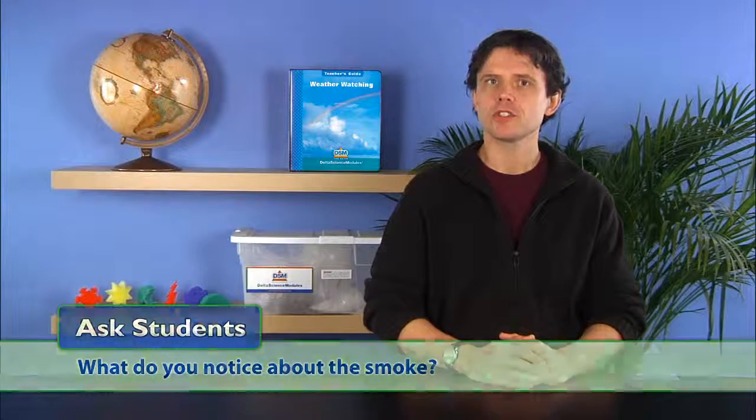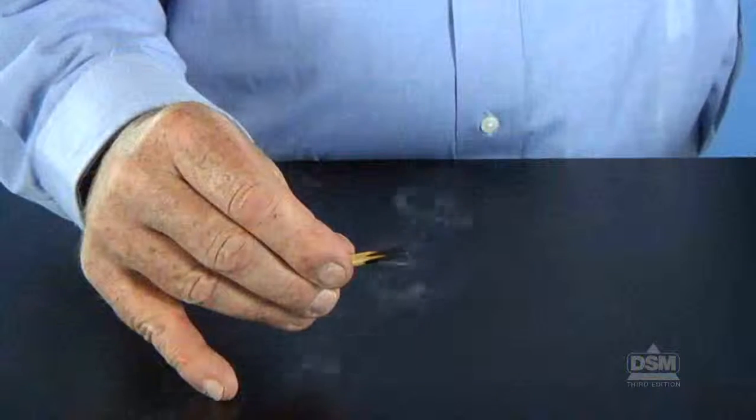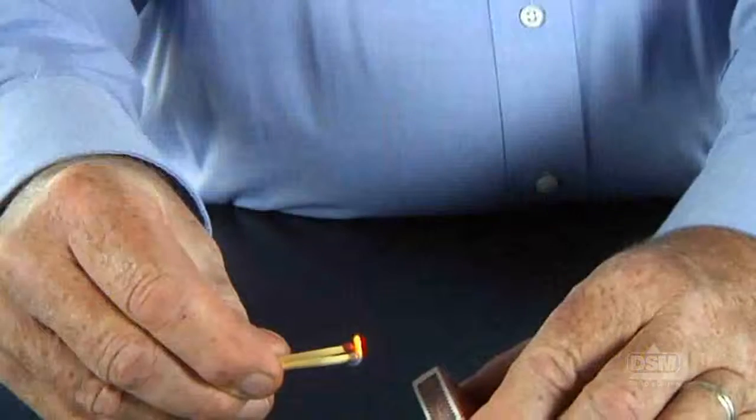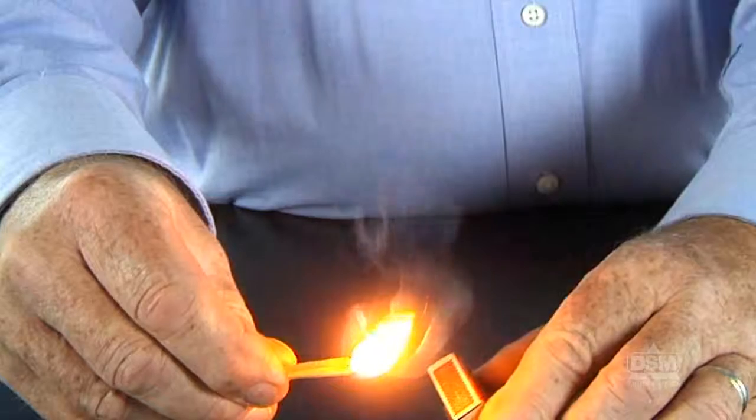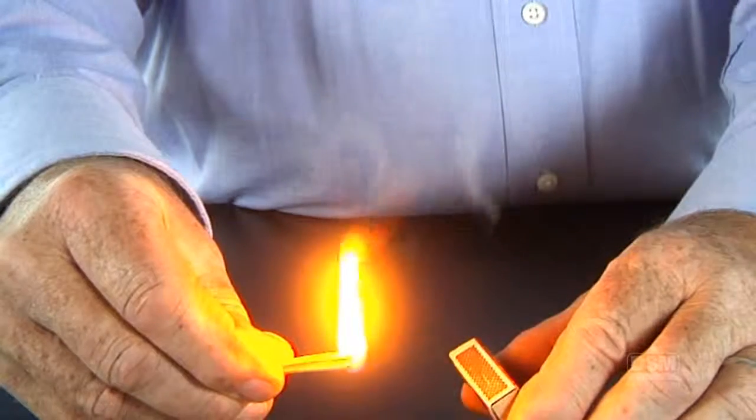Ask students, what do you notice about the smoke? Students should have observed that the smoke rose. Then ask, why does it rise? Help students understand that the flame heated the air around the match, and that this air rose and carried smoke particles with it.